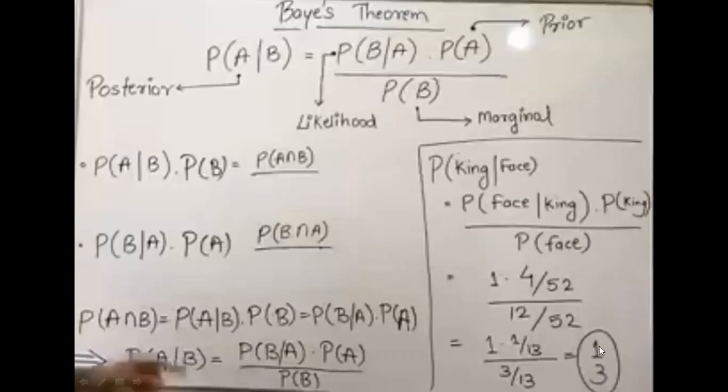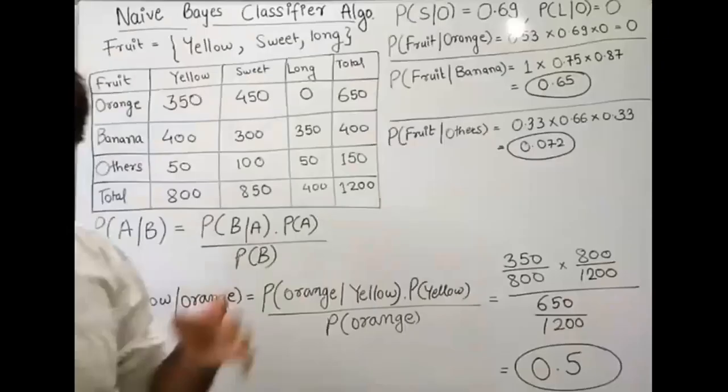So what does this 1 by 3 represent? It represents the probability of the event, king, given that a face card has already occurred. So this is the conclusion for the Bayes theorem. Now let me go to my concept, which ma'am has given me as the assignment for the seminar. That is the naive Bayes classifier.